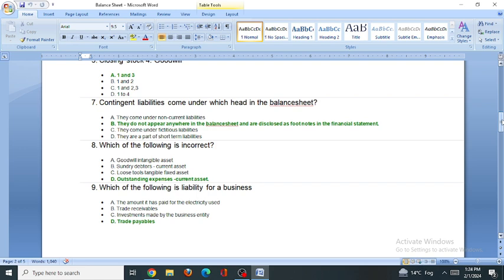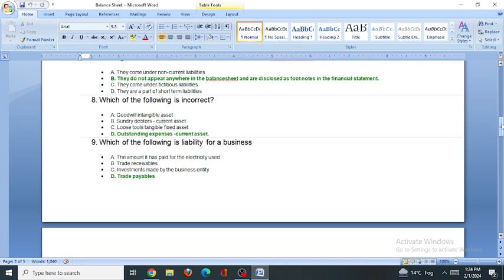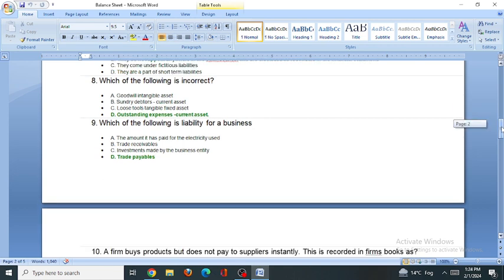Contingent liabilities come under the balance sheet? They do not appear anywhere in the balance sheet. They are disclosed in footnotes. Which of the following is incorrect? Outstanding expenses is not a current asset. It is a liability. It is a current liability.